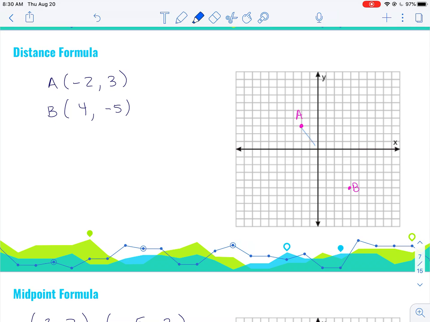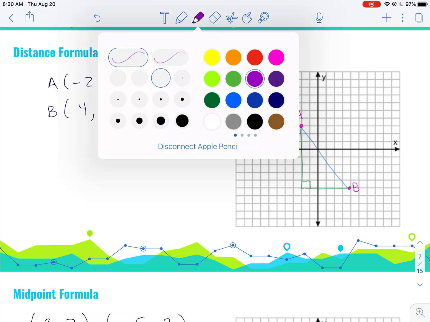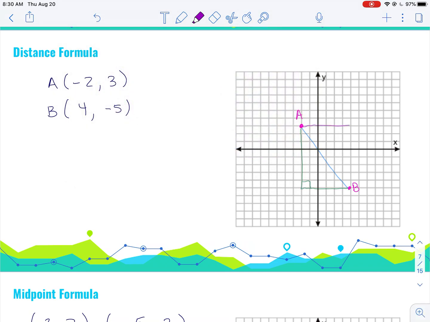So if I want to find the distance between those 2 points, I can use the distance formula, which I'll show you in a second, or you can use the Pythagorean theorem. The Pythagorean theorem is used with right triangles. So I need to make a right triangle where the length between A and B is going to be the hypotenuse. So I can go straight down from A and then over to B, or I can go straight over from A and then down to B. Either way, I would have 2 congruent right triangles.